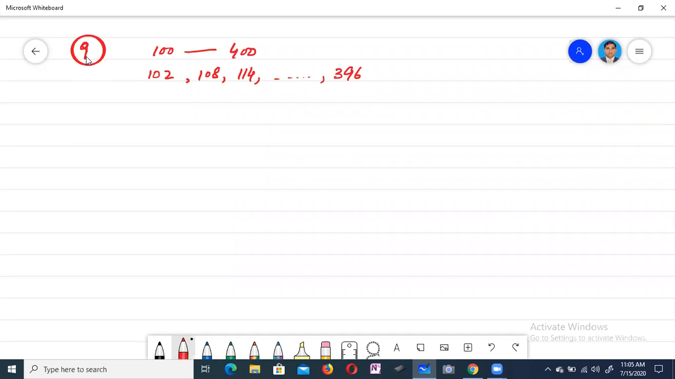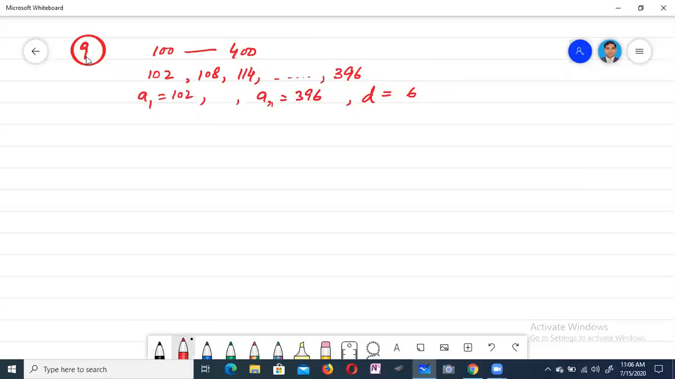After that, the first term here is 102, which we can call a, and the last term is 396. We need to find the sum. For the sum, we need the common difference. The common difference is the second term minus the first, or the third minus the second. That comes to 6. In this way, you can then apply the formula for the sum. These were the hints. Now you can do it easily.